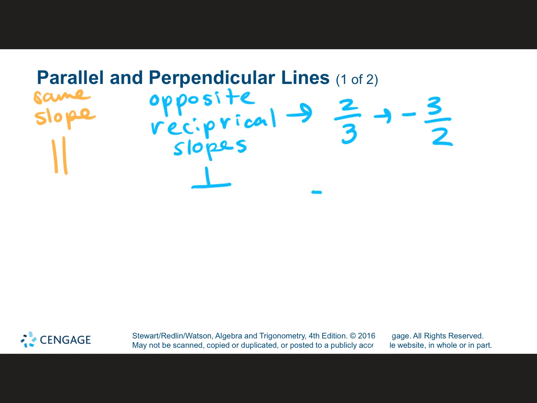So let's say my slope was -4. What would be the opposite reciprocal of -4? 1/4.